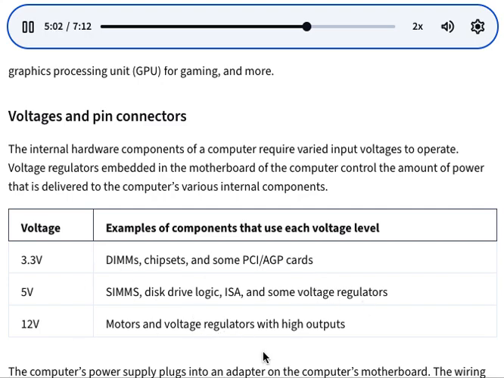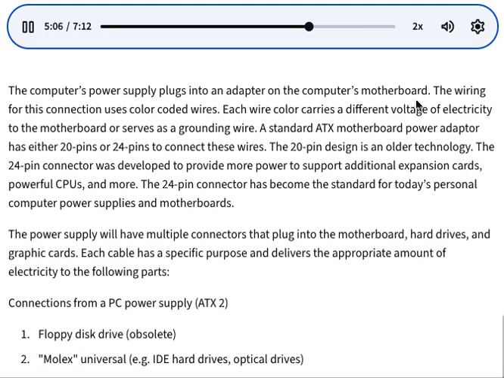The computer's power supply plugs into an adapter on the computer's motherboard. The wiring for this connection uses color-coded wires. Each wire color carries a different voltage of electricity to the motherboard, or serves as a grounding wire. A standard ATX motherboard power adapter has either 20 pins or 24 pins to connect these wires. The 20-pin design is an older technology. The 24-pin connector was developed to provide more power to support additional expansion cards, powerful CPUs, and more.